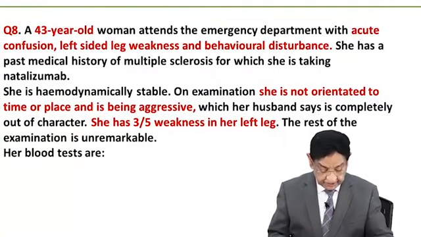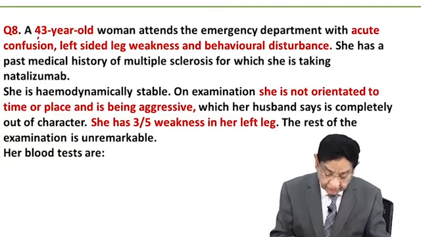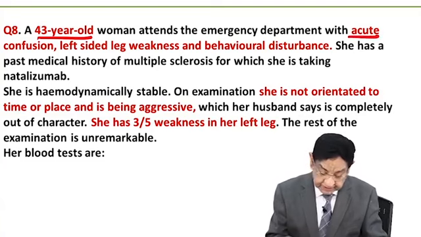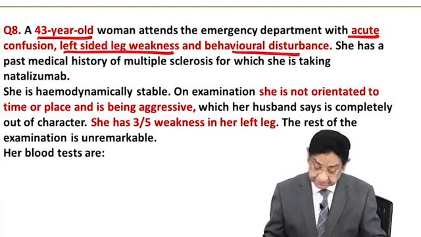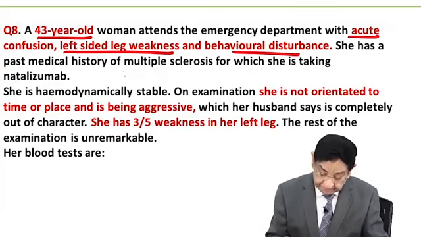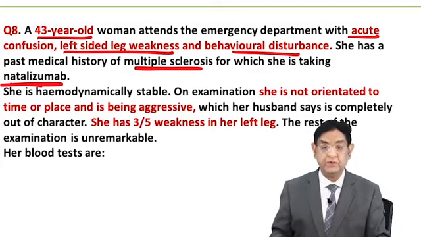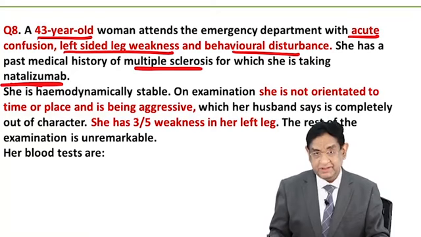Again, we are getting a 43-year-old lady with acute confusion, leg weakness and behavior disturbance. She has a past history of multiple sclerosis for which she is taking natalizumab. Oh, we read about this drug. Okay, let us see.